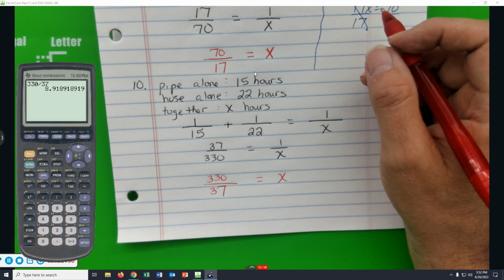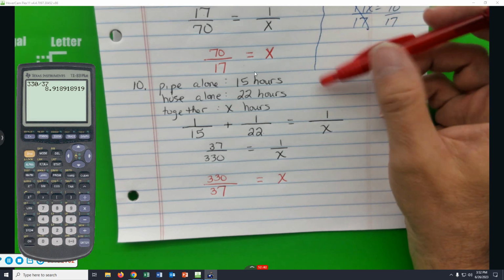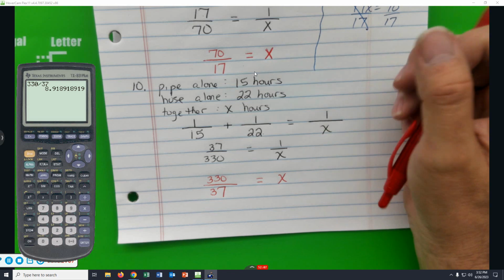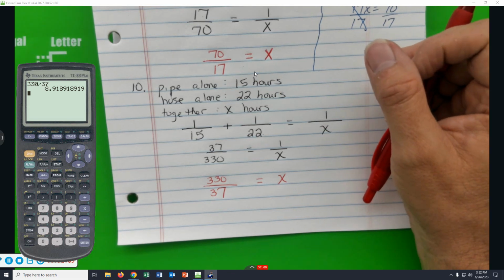Working together. Say that you have your new pool and you're filling it right now. You want to have a pool party tonight. Well, it's going to take you about 9 hours using both the pipe and the hose to fill it.